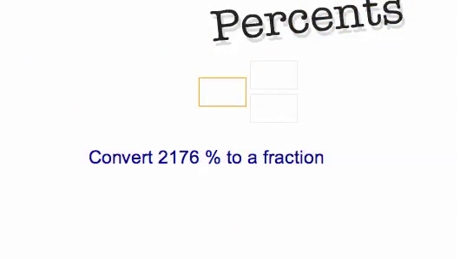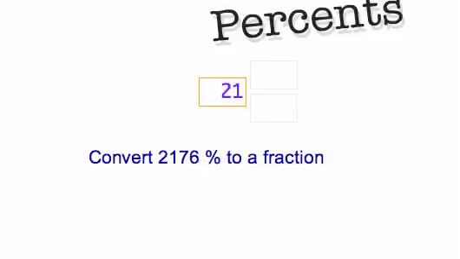Okay, so here we have 2,176%. So we can do it the two different ways. We can write this as 2,176 divided by 100. But I don't think that's the easier. When you have big, huge number percents like this, convert it to a decimal first. So I have 21 and 76 hundredths.